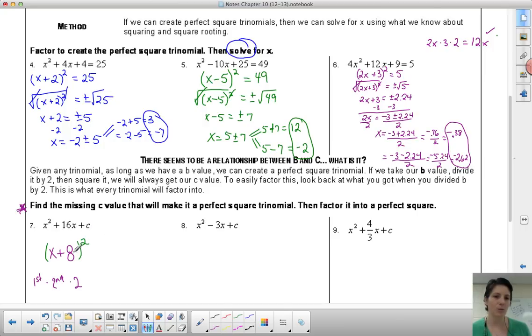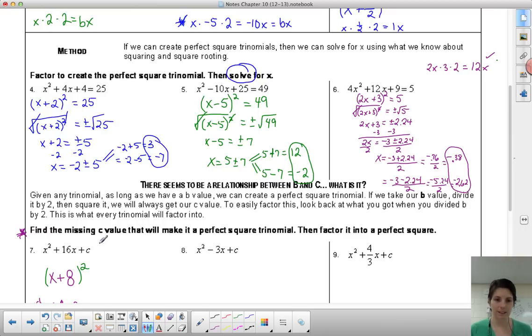And to find c, we simply need to go back up and say, well, what would 8 squared be, right? That's my second term. And my c value is always my second term. My c value is always my second term squared. So in this case, my second term is 8, and 8 squared means that c is equal to 64.